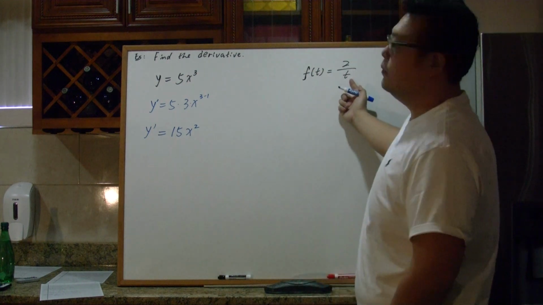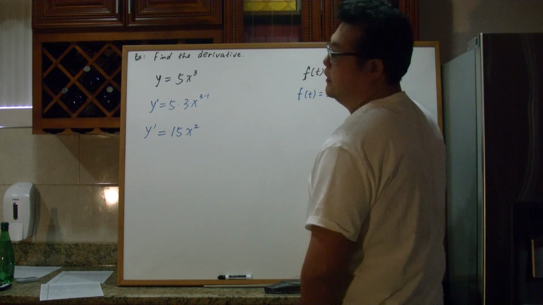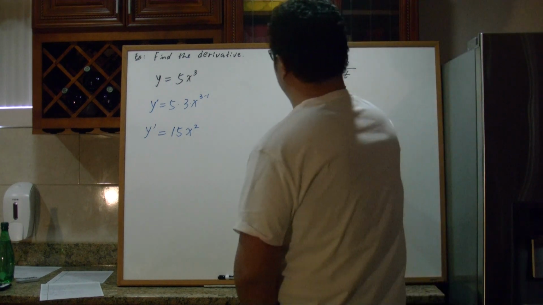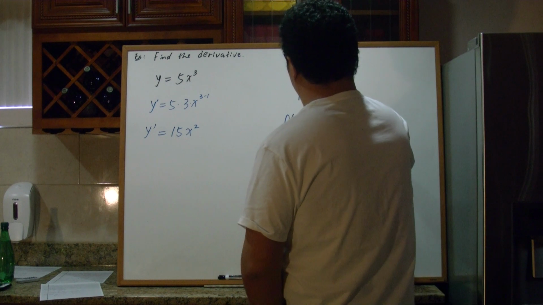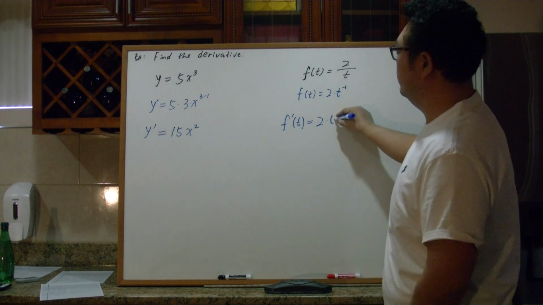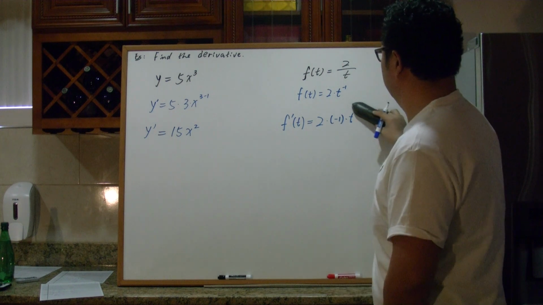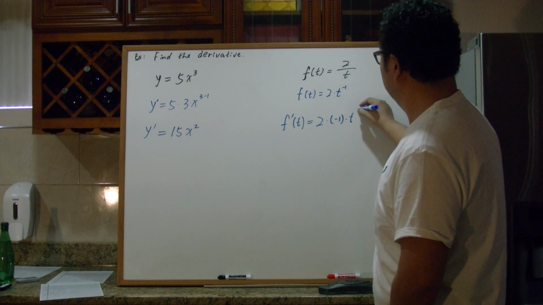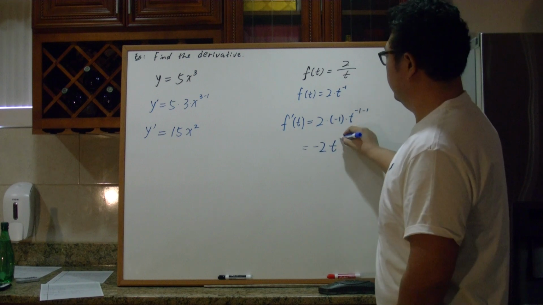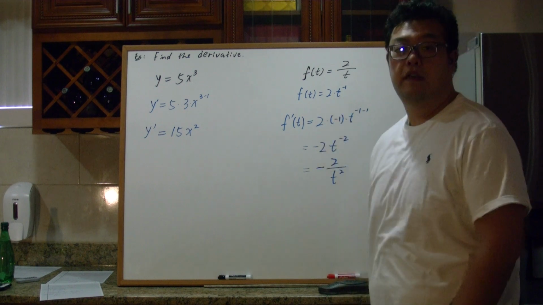In this question, the t is on the bottom, so we need to fix it a little bit. f of t equals 2 times 1 over t, or 2 times t to the negative 1. That's first. Then when we take the derivative with respect to t, the coefficient here is 2, and the power of t in the original function was negative 1, so carry it down. And we have a new power of negative 1 minus 1, negative 2, so t to the negative 2. That is negative 2 over t squared.